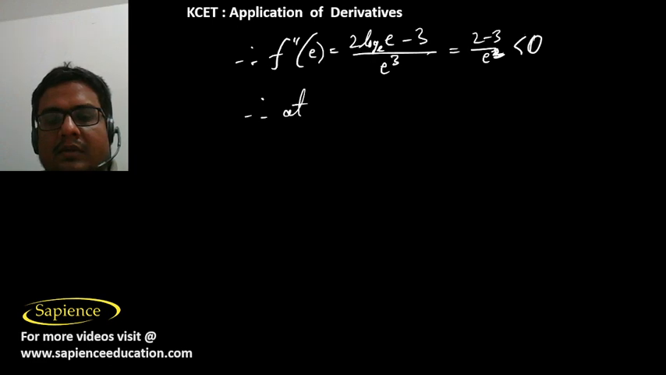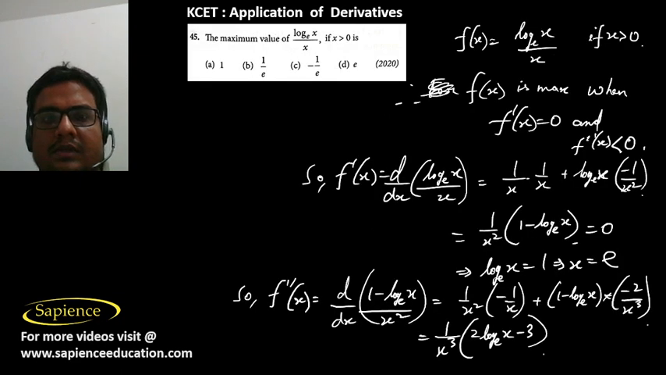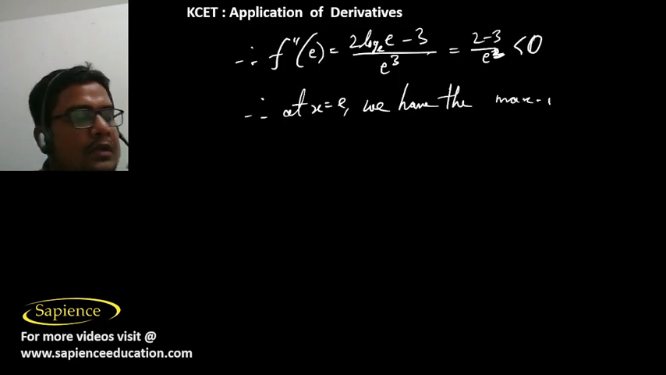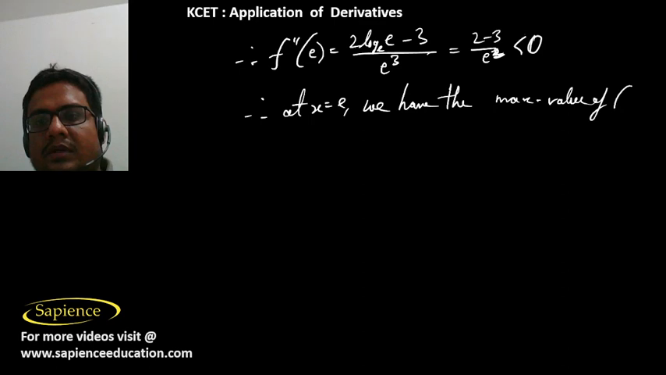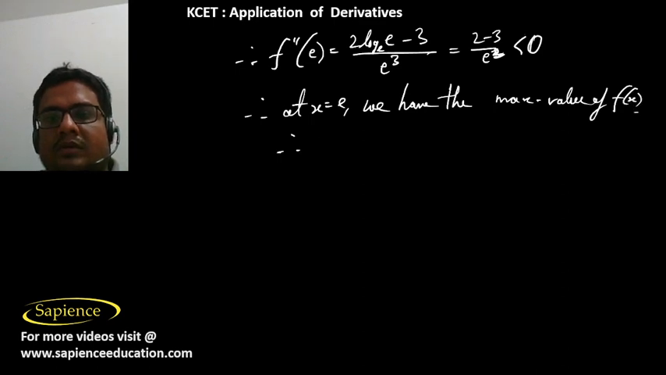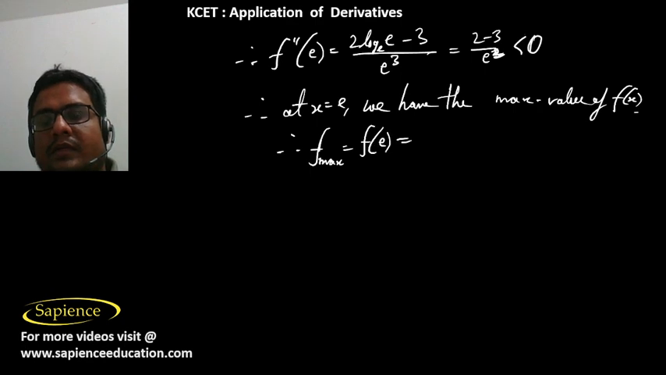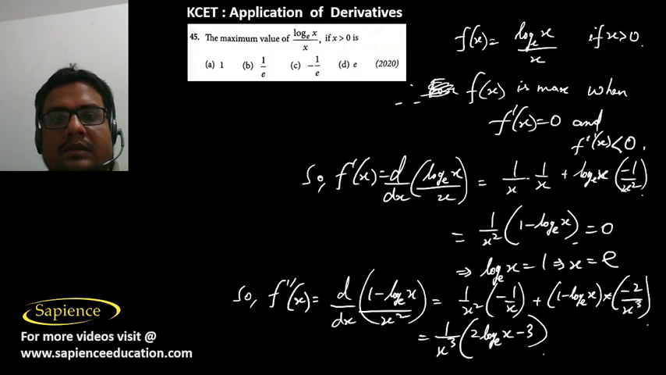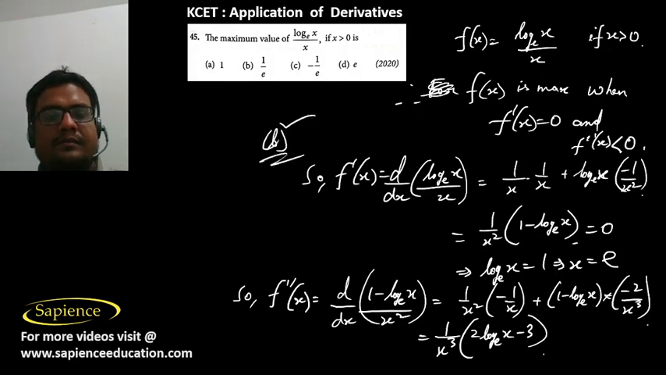Therefore at x equal to e only, we have the maximum value. The maximum value of f, f max, is f(e) simply. So that is log base e of e by e, which is 1 by e. Option B is the correct answer.